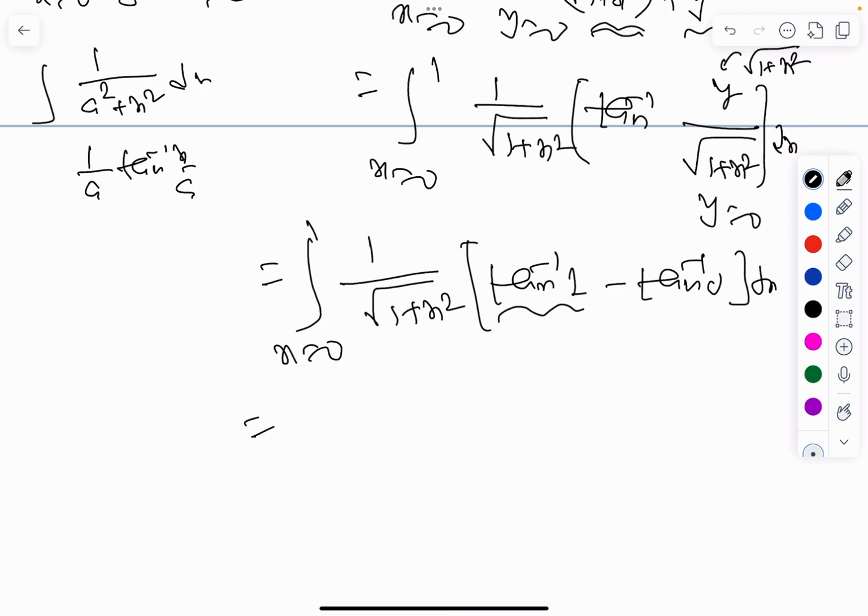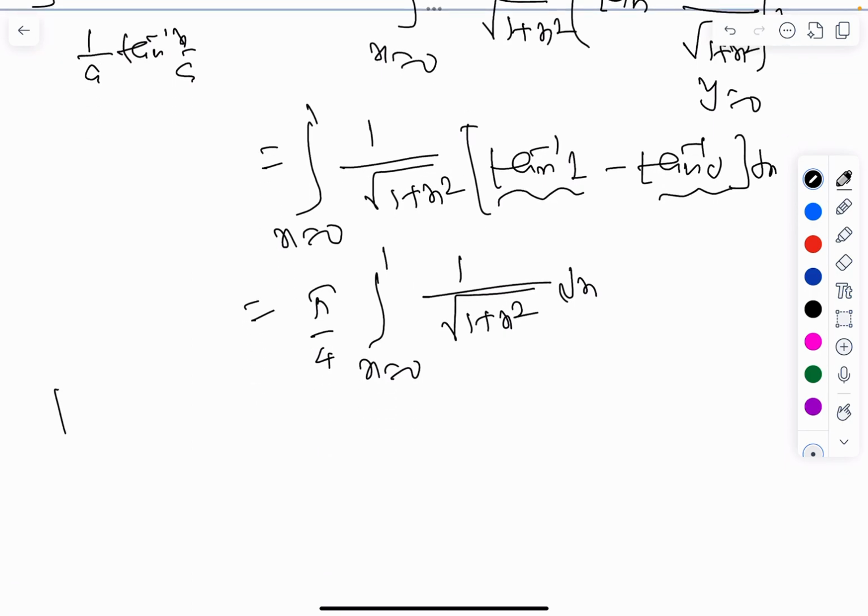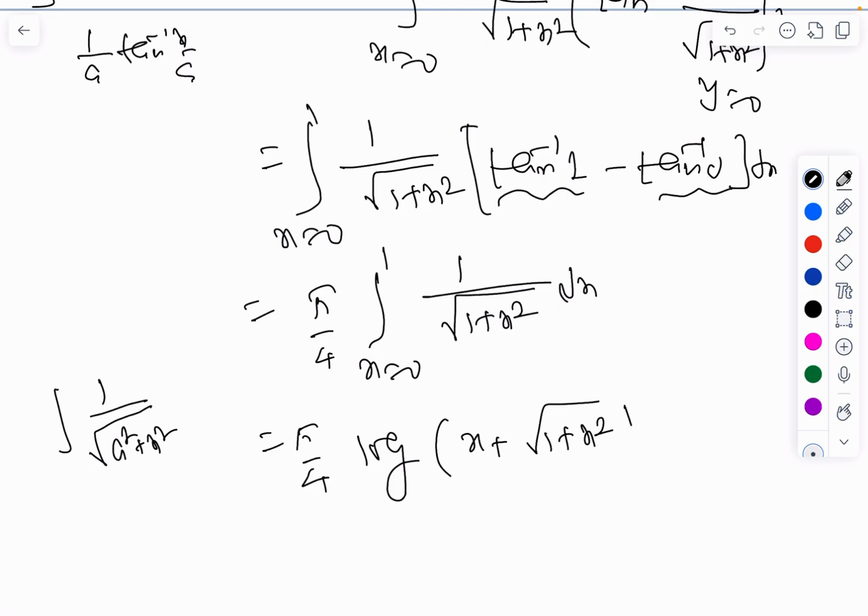So tan inverse 1 is pi by 4. Tan inverse 0 is 0. X is 0 to 1. And this is 1 upon root 1 plus x square dx. Now this is standard integration 1 upon root a square plus x square. So this is equal to pi by 4 log of x plus root a square plus x square, that is root 1 plus x square, and x is 0 to 1.